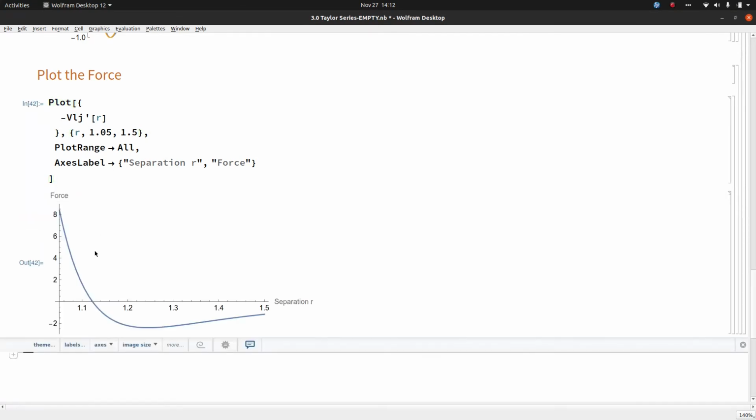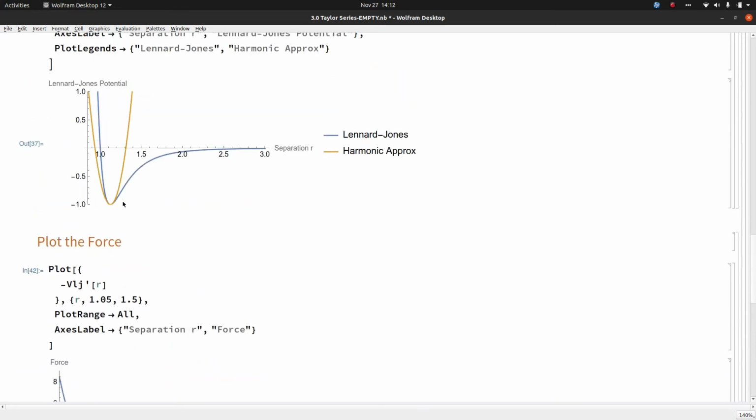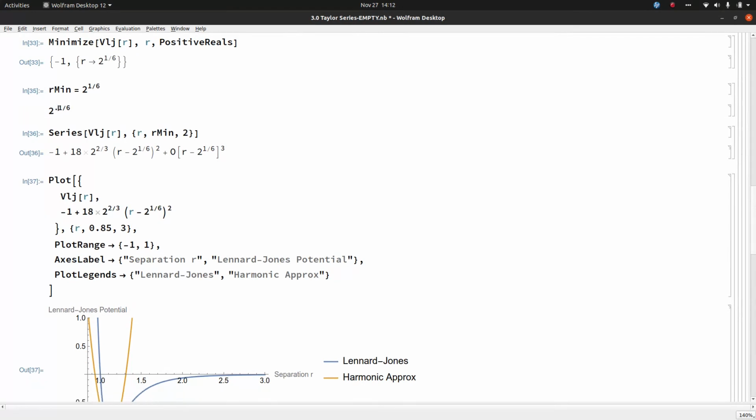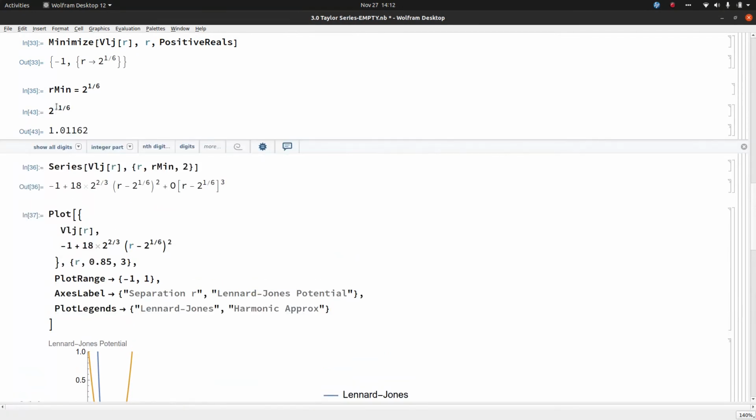What does all this mean? Well, at the minimum of the potential, right at the bottom of that well, which again occurred at a position around, no, that's not what I want.